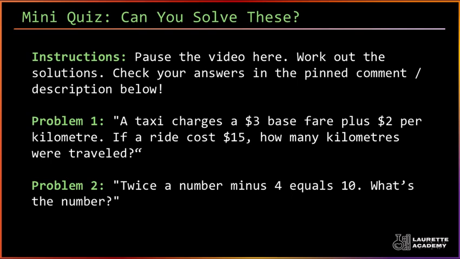All right, theory time is over. Now it's your turn to practice. I've got a couple of quick problems here for you to try. Problem 1. A taxi charges a $3 base fare plus $2 per kilometer. If a ride costs $15, how many kilometers were traveled? Problem 2. Twice a number minus 4 equals 10. What's the number?